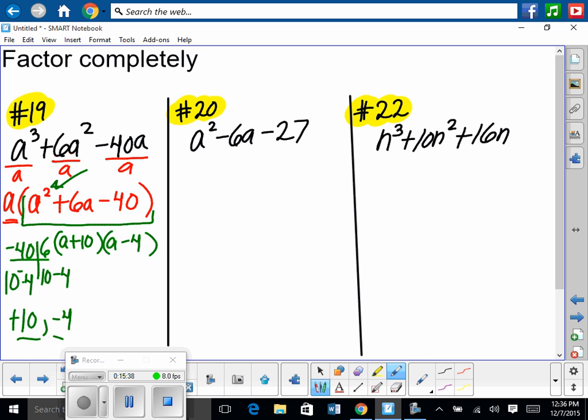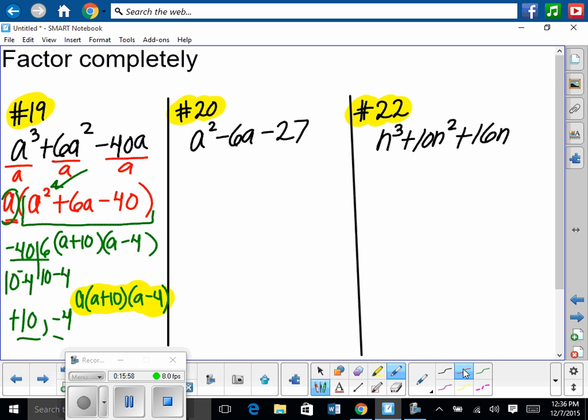And then don't forget, this is the most common error, is that we factored out an a in the beginning. So that's part of our answer. So they'll usually write that in front. So a times a plus 10 times a minus 4. So this would be our final answer. Just don't forget the a, because that's a common error. That is our final answer.